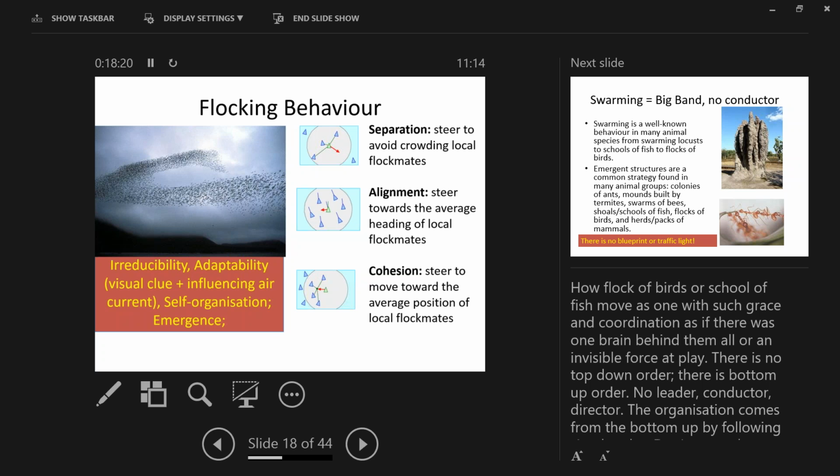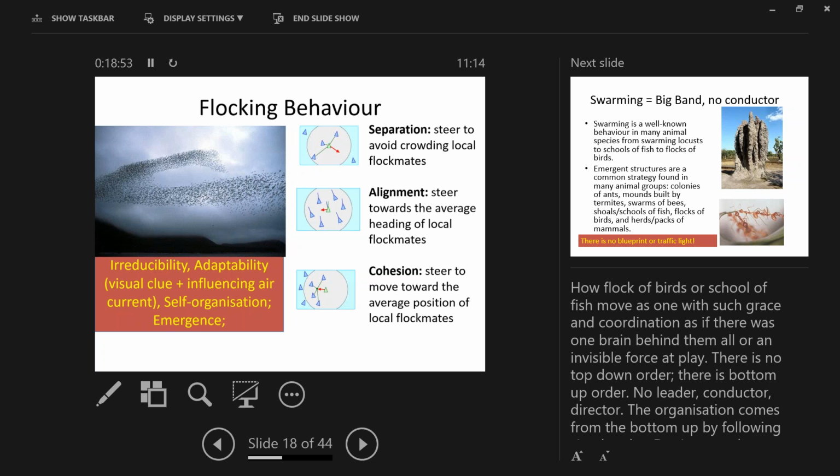So there are three simple principles that the birds flocking together use: separation, alignment, and cohesion. Separation is simply steer to avoid crowding local flock mates. Alignment is to do with steering towards the average heading of local flock mates, and cohesion is steer to move toward the average position of local flock mates.